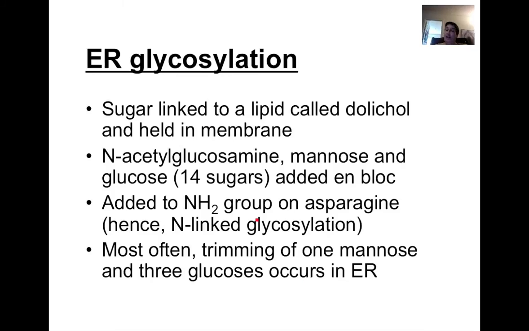So we call this glycosylation. You have glycosylation that occurs in the ER. You have processing of those molecules that are occurring, and this is called N-linked glycosylation. Once we do that N-linked glycosylation, we then start trimming off some of the sugars to make specific modifications.